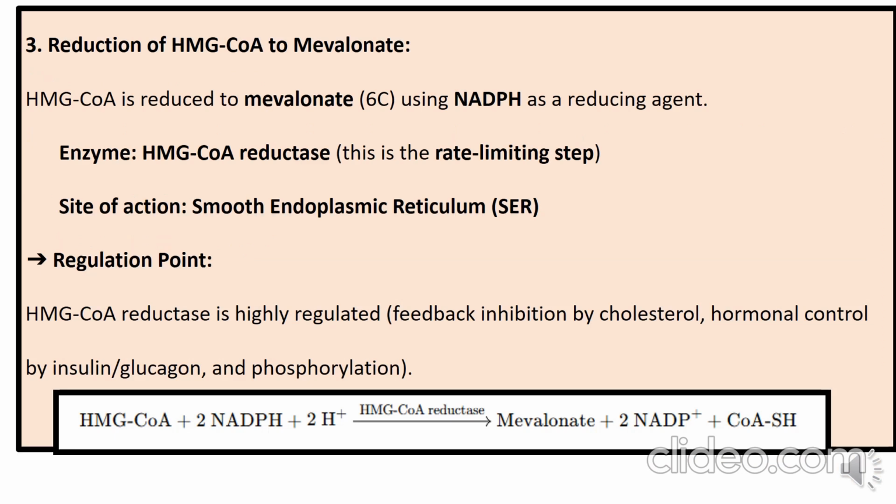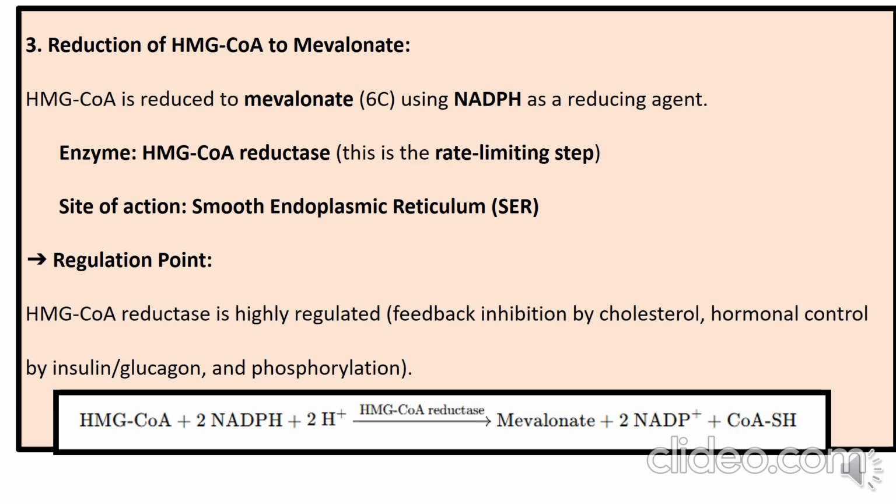The next step is the reduction of HMG-CoA to mevalonate. HMG-CoA, which is 6 carbon, is reduced to mevalonate. That is, there is no change in the number of carbons, only a change in the structure. Mevalonate is formed using NADPH as a reducing agent. We all know NADPH and FADH2 are called reducing equivalents, and these are involved in ATP synthesis. These enter the ETC to produce ATP, and here the enzyme involved is HMG-CoA reductase.